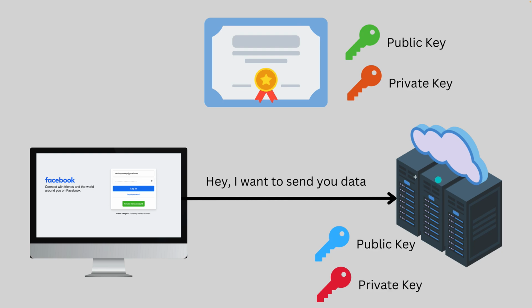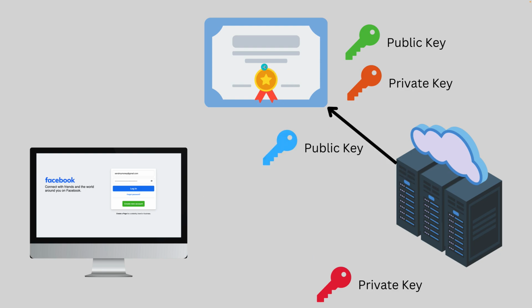Now, instead of the server sending me back the public key, this is what the server does. The server sends the public key to the certificate authority. And what the certificate authority is going to do is create a certificate. A certificate very simply is a text file that contains information, and it's grouped into 3 different parts. So let's go through that in a little bit more detail.